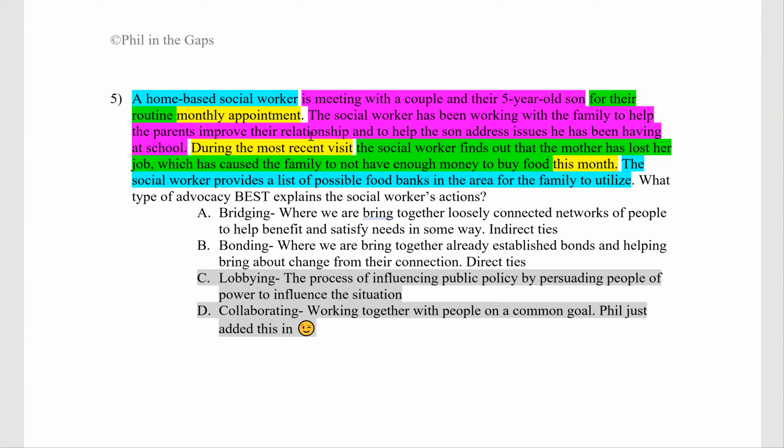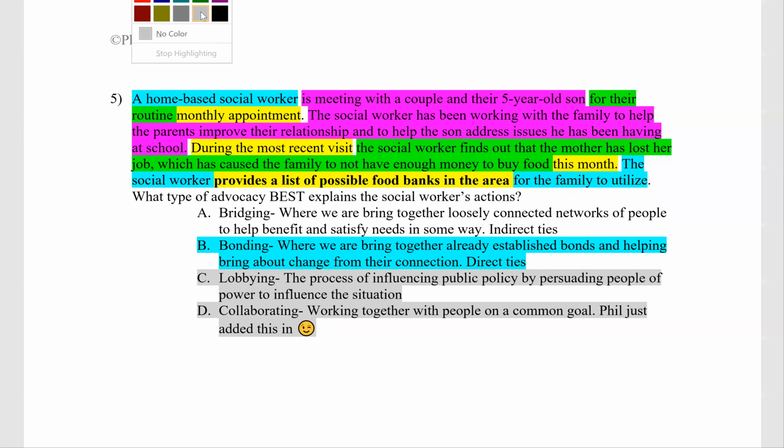And if we look back at the question, it's just this month that this has happened. It's never happened in the past. And we provide a list of possible food banks in the area, so it's not a specific one. It's not like, hey, remember when you went to this food bank in the past? It's a new situation. So for that reason, we're going to rule out B.